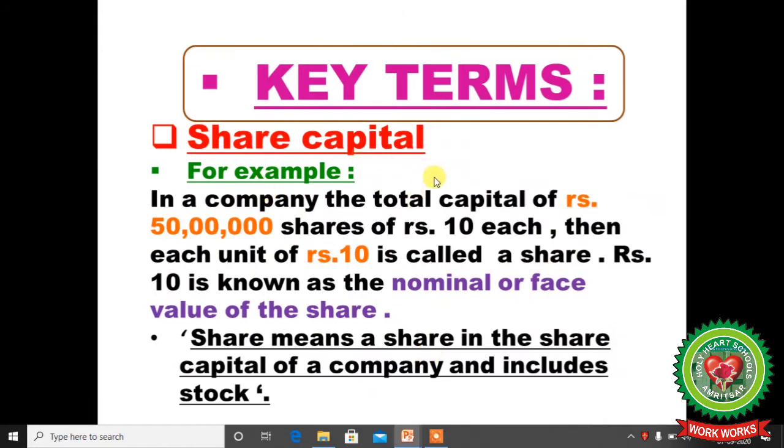Number one, share capital. For example, in a company, the total capital is rupees 50 lakh, with shares of rupees 10 each. So here, the company's total capital is 50 lakh and the per share value is rupees 10. Okay, and rupees 10 is also known as the nominal or face value of the share. And a share means a share in the share capital of the company and includes the stock, and collectively all shares are considered as the stock.